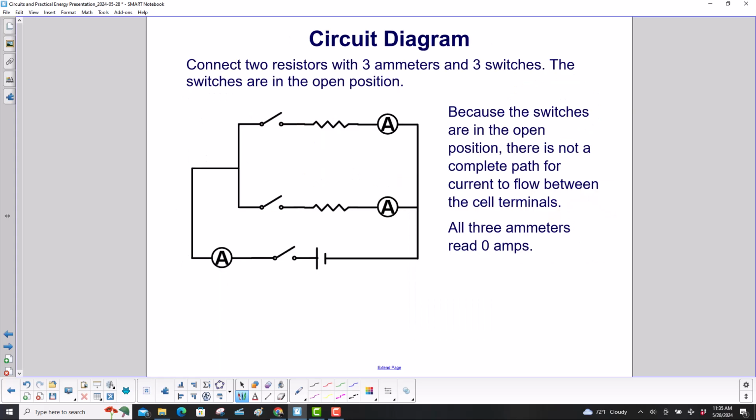Let's draw a diagram that will connect two resistors with 3 ammeters and 3 switches. The switches are in the open position. Because the switches are in the open position, there's not a complete path for current to flow between the cell terminals. All 3 ammeters read 0 amps. Right? Current can't go through there. That's open. And if for some reason this was closed, it still can't go through the whole circuit because that switch is open. So if you don't have a totally complete path, no current flows.